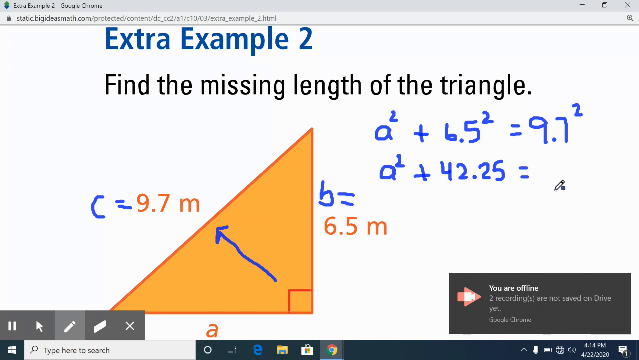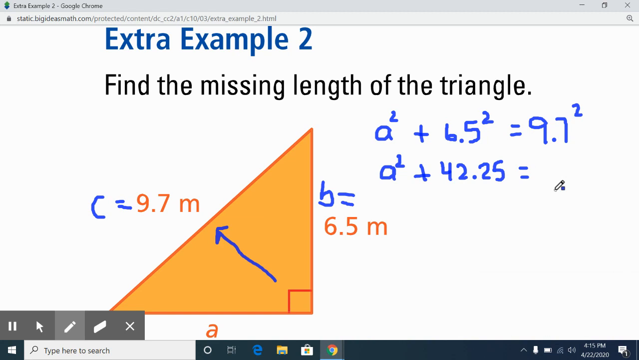Equals. I'm going to take my 9.7 and square that, which gives me 94.09. Now I have to isolate A squared, remember. So I'm going to subtract 42.25 from both sides.